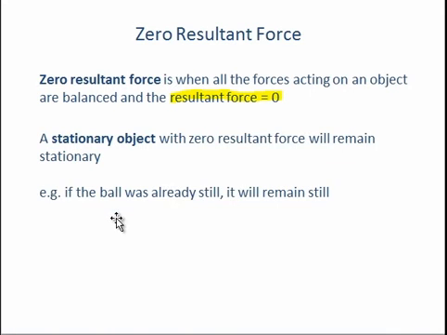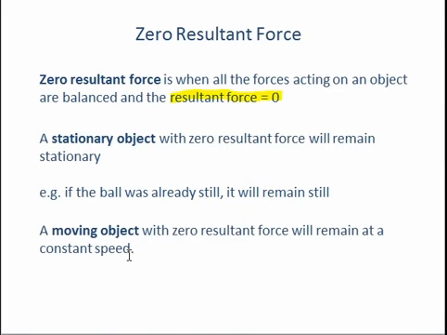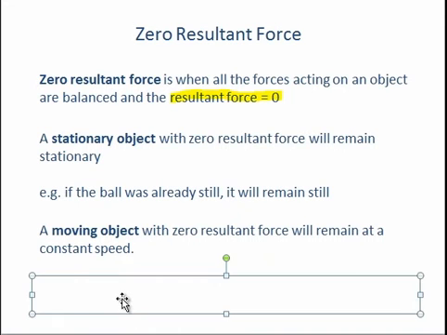And with a moving object, the resultant force, when it is 0, will mean that it will remain at a constant speed. So say the ball was already moving when all these forces became balanced, it would continue to move but at the same speed as before.